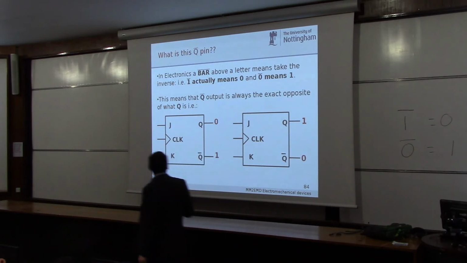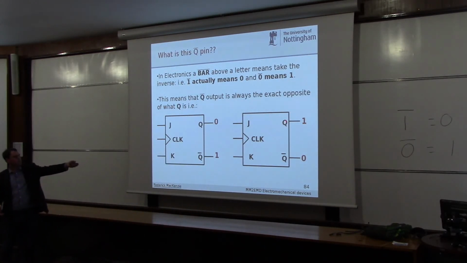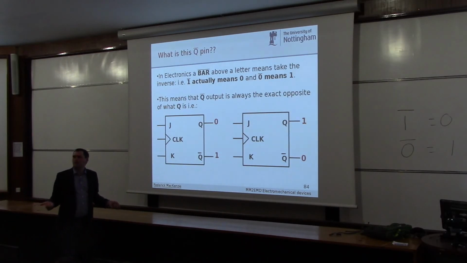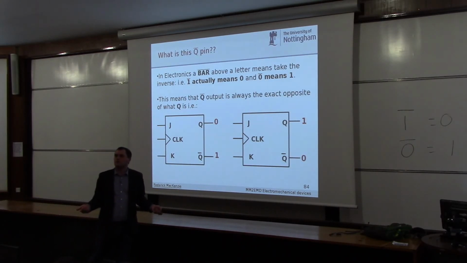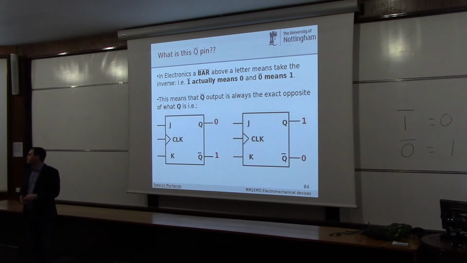So you can notice that basically this is the output Q, and this is the output Q bar. And because this is called Q bar, this output always gives the opposite of Q, okay? So if Q is 0, Q bar will be 1. If Q is 1, Q bar will be 0. Okay? Any questions? Shout if you've got questions, please. No? Obvious? Okay.